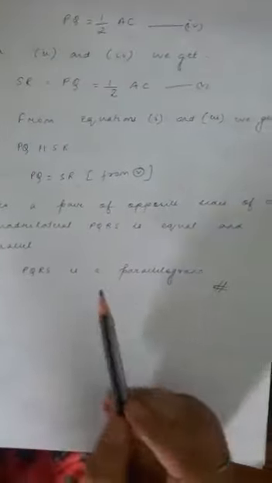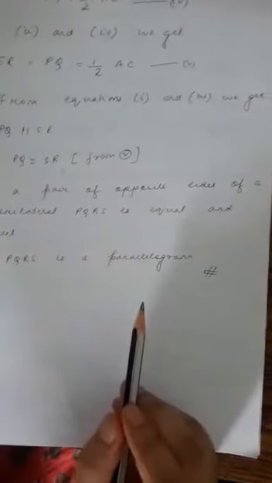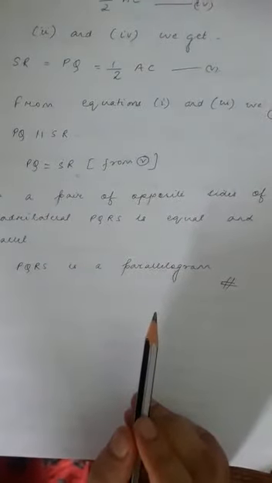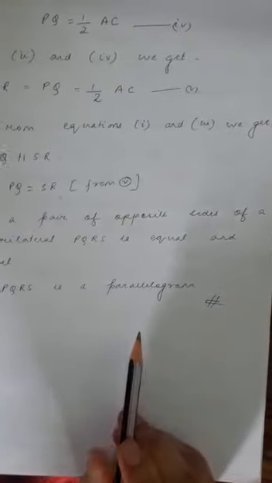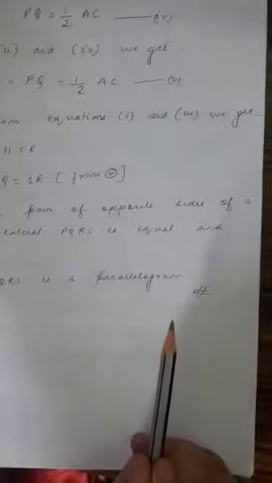Now, since a pair of opposite sides of quadrilateral PQRS is equal and parallel, therefore we can say that PQRS is a parallelogram. So the three things which we were about to show, we can show through this proof. Okay. So now let us go to the second sum.